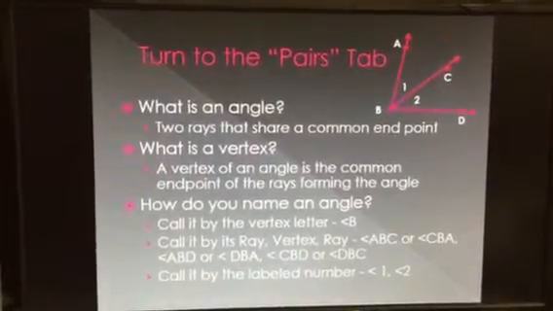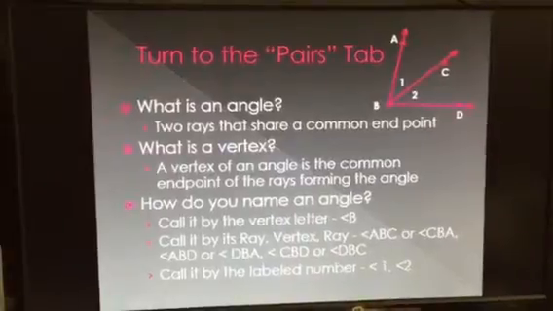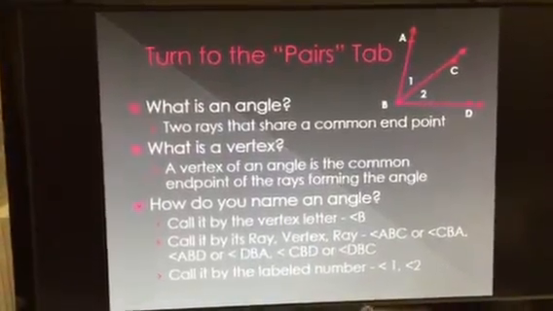Turn to the Pairs tab. I thought this was animated. Apparently, I forgot to do that.